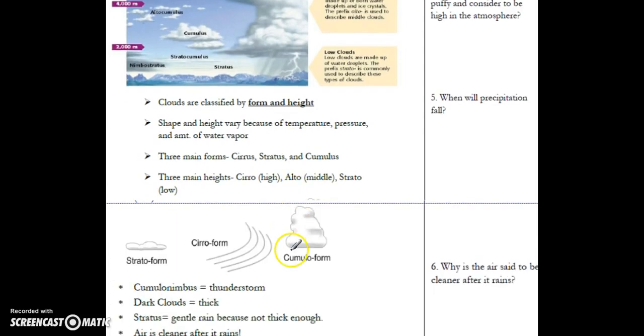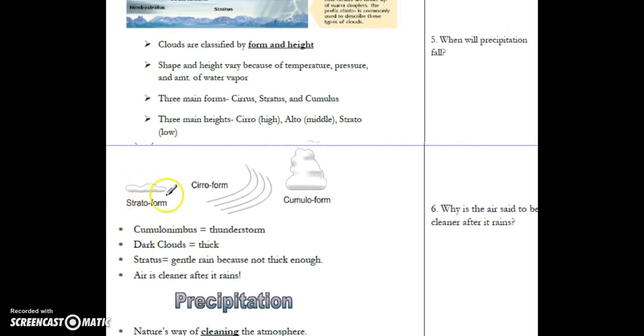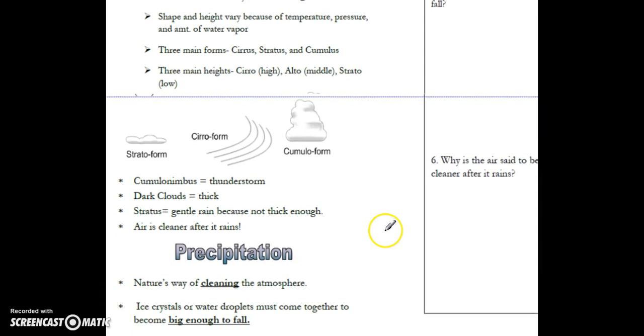If we look here at these shapes, we can see that here's your strato, here's your cirro, and here's your cumulo. Just some pictures to help you remember that. Very last thing here is if there is a dark cloud, that's actually just showing that it's thick or full of water. So if you flew above that cloud that looked gray in an airplane, you would see that it would be white from the top. Stratus clouds have a gentle rain because they're not thick, so thickness tells you how much water vapor there is, which then would tell you what kind of precipitation could be happening.